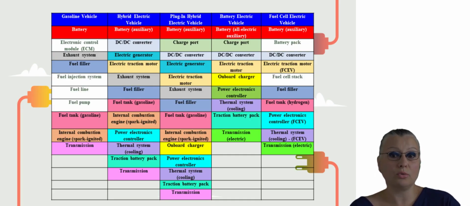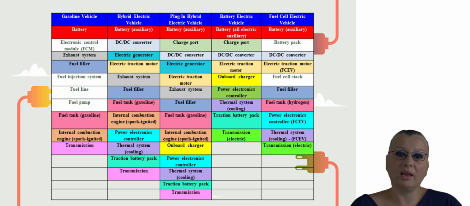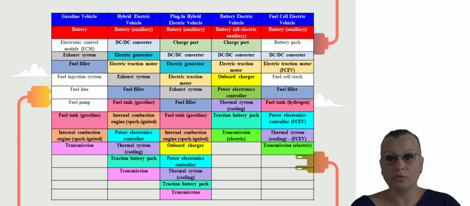Yes, we can also see that all electric vehicles have DC-DC converters. For example, we can see that all except the battery electric vehicle have fuel fillers. Okay, and we can see that a few of them have transmission, and the battery electric vehicle and fuel cell electric vehicle have electric transmissions. And I am sure you will find the similarities and differences between them useful, and please try to know this table by heart.